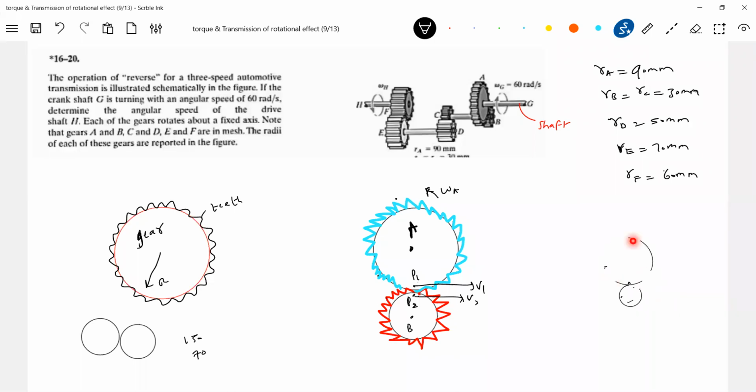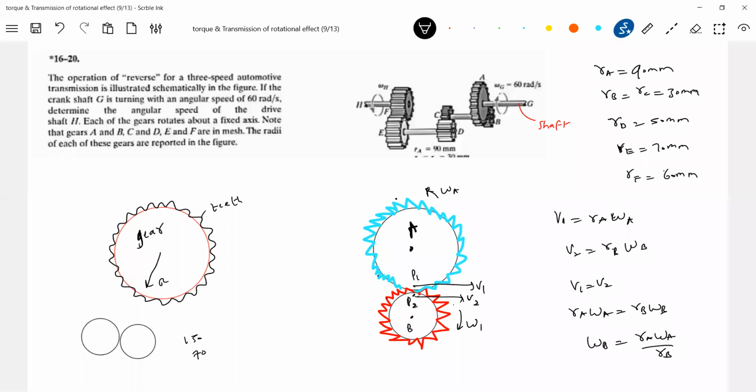And now what should be the velocity of V1? V1 should be equal to RA omega A. What should be the velocity V2? RB omega B. V1 must be equal to V2. So therefore, RA omega A should be equal to RB omega B. So what is the angular velocity of this? RA omega A by RB. How should the angular velocity omega B be? Look at the velocity of V2, tangential velocity V2. So therefore, the angular velocity of this gear B should be clockwise. Now we know that gear B is rotating clockwise.